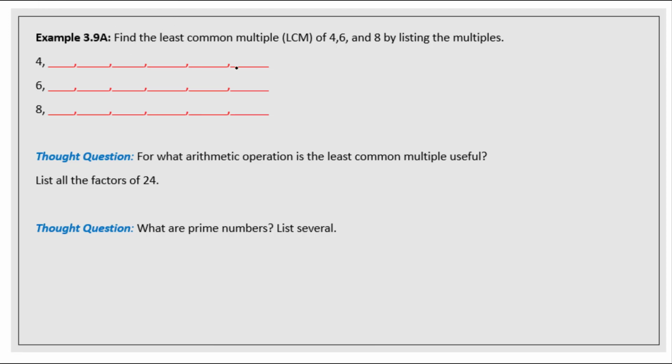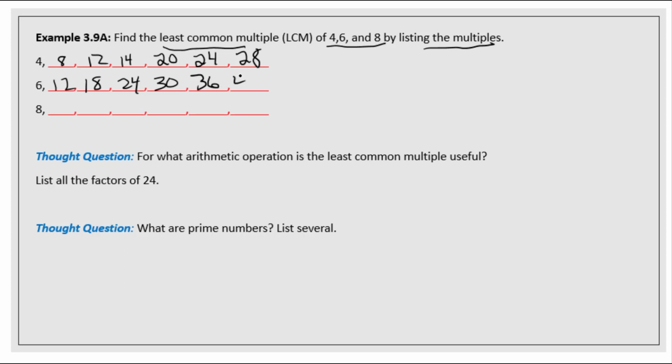So here we're going to find the least common multiple of 4, 6, and 8 by listing the multiples. So for 4, that's 4 times 1 is 4, that's the first multiple. Then 4 times 2, 4 times 3, 4 times 4, 4 times 5, 6, and 7. And the multiples of 6 would be 6, 12, 18, 24, 6 times 5 is 30, 6 times 6, 36. 6 times 7, 42. And the multiples of 8 would be 8, add another 8, right?